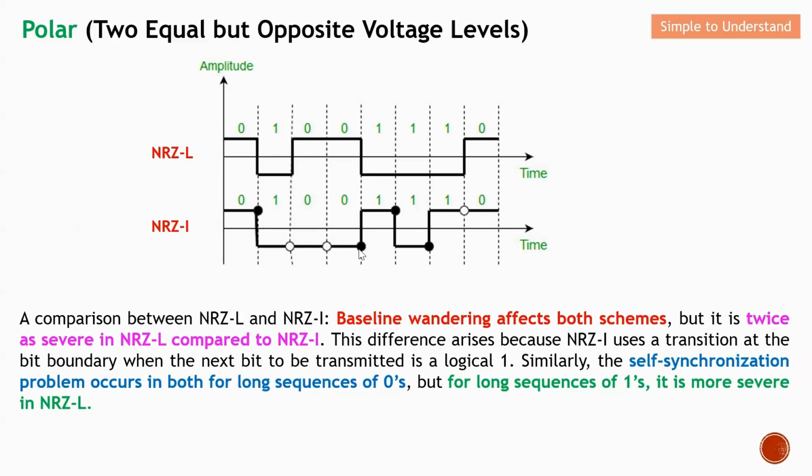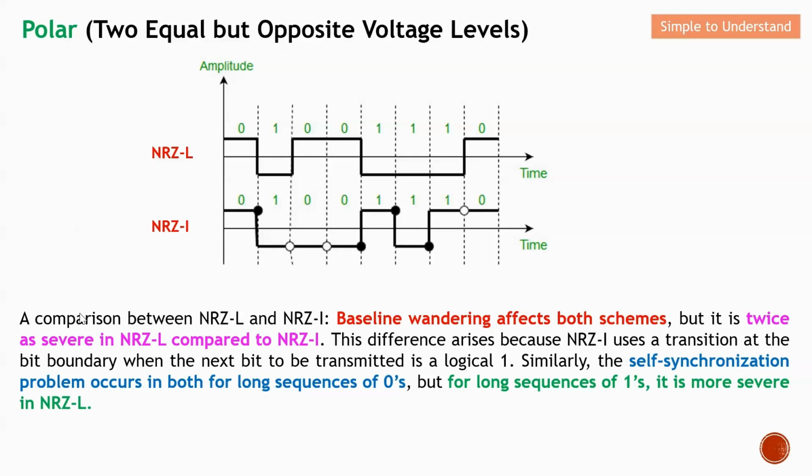I don't need to do any transition, so I remain at the negative level here. The next bit is equal to 1, then I need to do a transition. Again, the next bit is equal to 1, then I need to do a transition. With this, I think you know the meaning of non-return to zero inverted. Basically, the next bit is important. If the next bit is equal to 1, then I need to do a transition. If my bit is equal to 0, then as you can see, I don't require any transition. So this is for non-return to zero inverted.